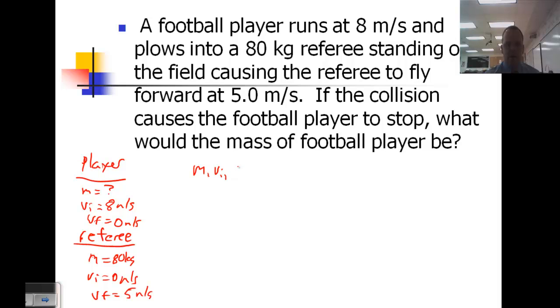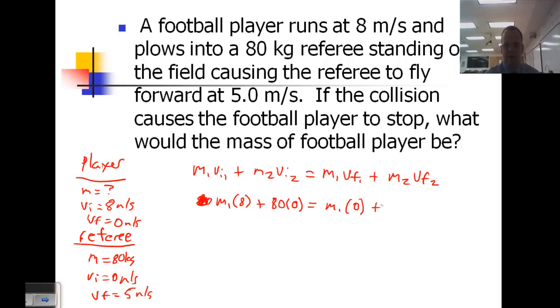So m1 v initial 1 plus m2 v initial 2 equals m1 v final 1 plus m2 v final 2. So mass 1, which is what we're trying to find, times 8, plus 80 times 0, equals mass 1 times 0 plus 80 times 5. So mass 1 times 8 equals 80 times 5, which is 400. You get a mass of 50 kilograms.